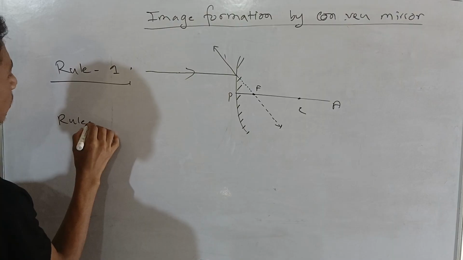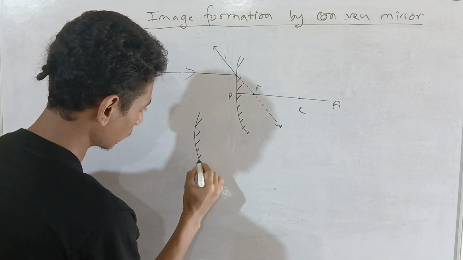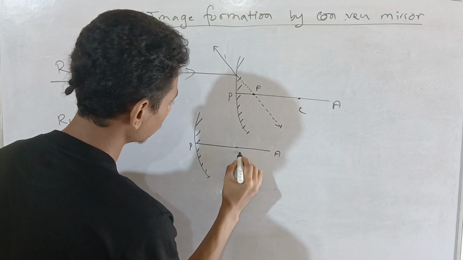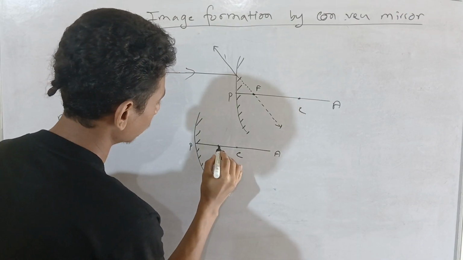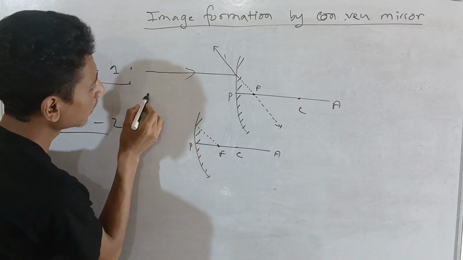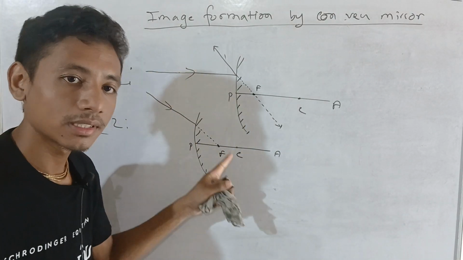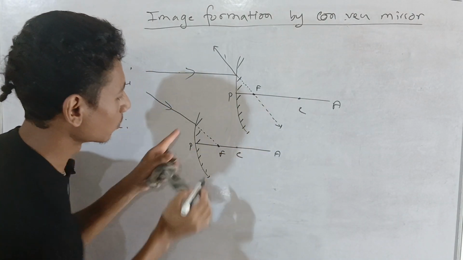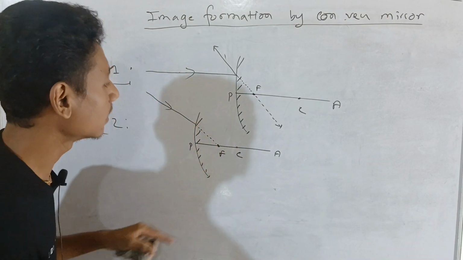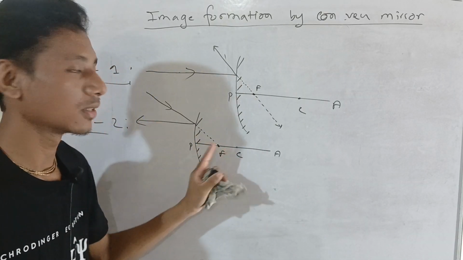Rule number two. What is rule number two? This is the principal axis, this is the center point, and this is the focus point. So any incident ray passing through the focus point, actually not passing through the focus point, but we can imagine that the ray is passing through the focus point. If that incident ray passes through the focus point, then the reflected ray always goes parallel to the principal axis.